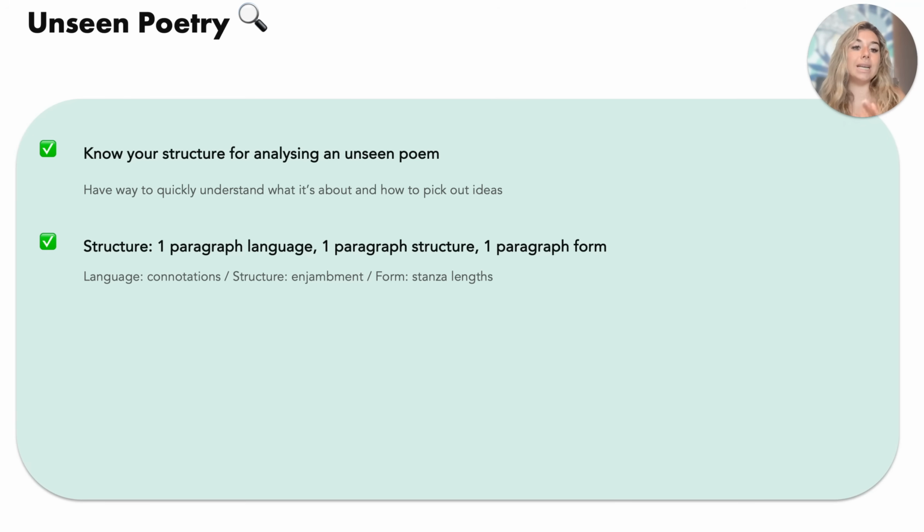And then the last one is form. So form is how it looks on the page, i.e. stanza lengths. So we don't call it paragraphs in poetry, we call it stanzas. So looking at the different stanza lengths is an example of form. So you want to basically have a list of techniques that you can link to language, structure and form that you can pick out. And again, that will be really helpful linking to the first bit, because if you know a list of techniques, then you can embed that into your structure and how to analyze.